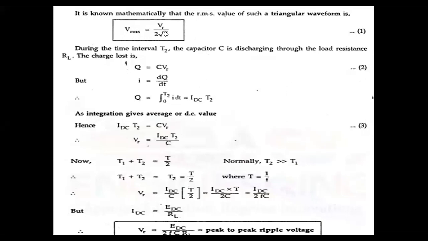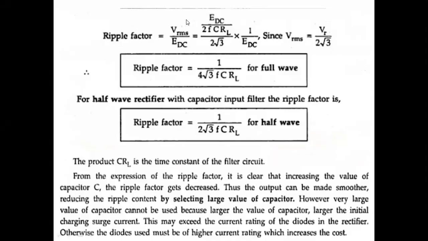So here VRMS is equal to VR by 2 root 3, whereas VR is equal to EDC by 2FC into RL, divided by 2 root 3, into 1 by the DC voltage EDC. So EDC will cancel. VR is the ripple voltage we have already derived. And the ripple factor is equal to 1 by, simplifying this, 4 into root 3 into F into C into RL for the full wave rectifier.